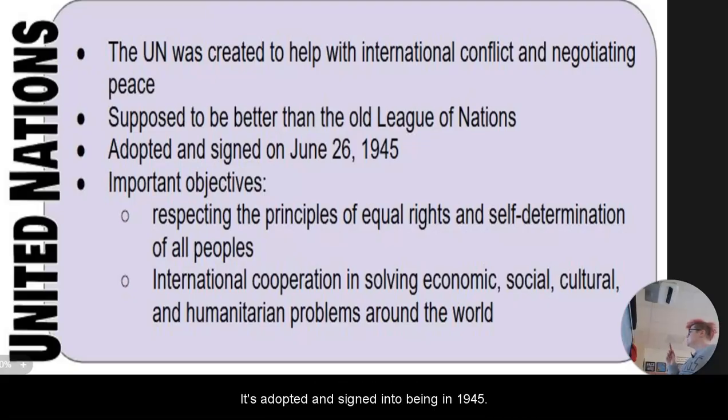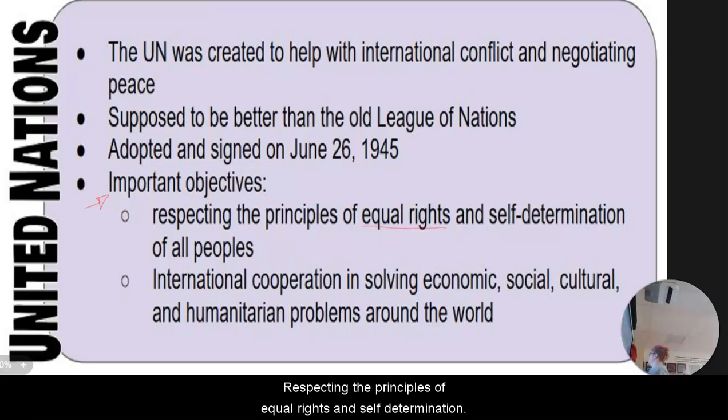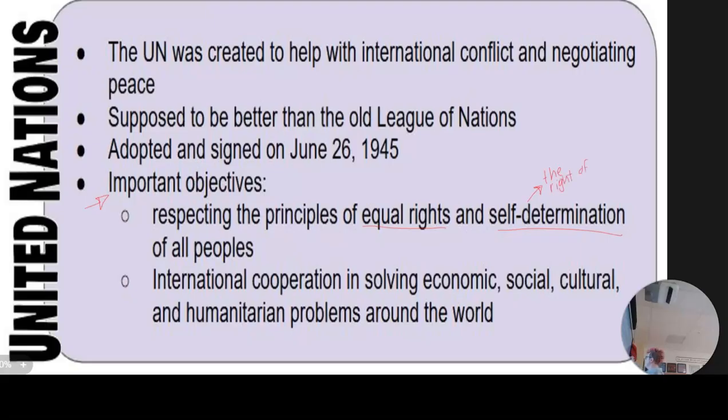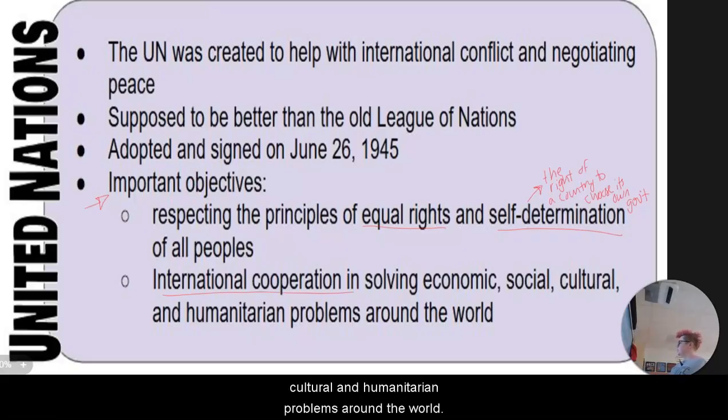It's adopted and signed into being in 1945. It has a couple key objectives, okay? Respecting the principles of equal rights and self-determination. So self-determination is the right for a country to choose its own government. And then international cooperation in solving economic, social, cultural, and humanitarian problems around the world.